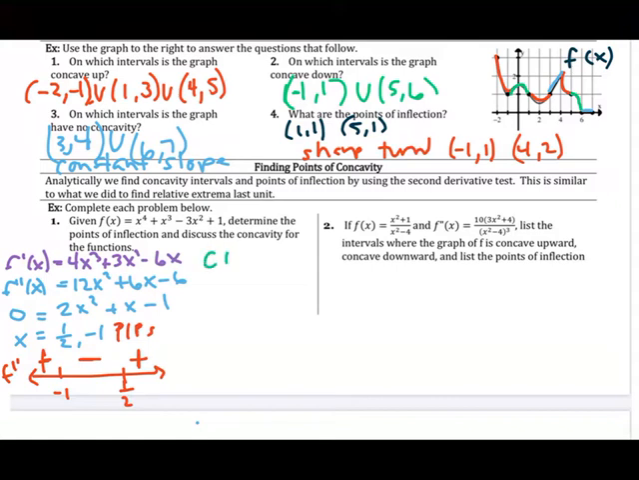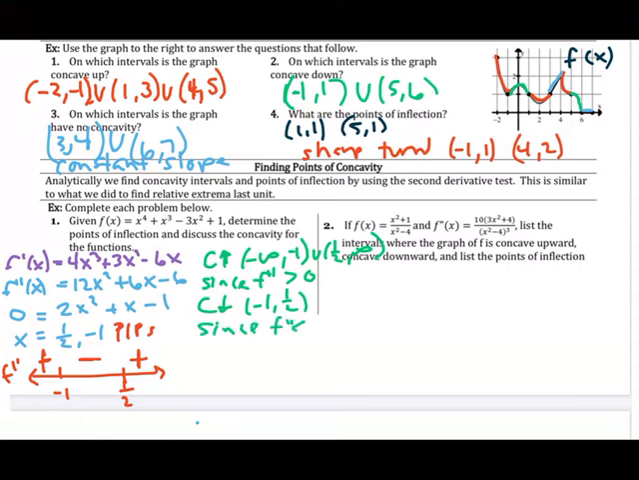So it is concave up from -infinity to -1 and from 1/2 to infinity. We know that because the second derivative is positive, so I'm going to say since f double prime is greater than 0. It's concave down from -1 to 1/2 since f double prime is less than 0.